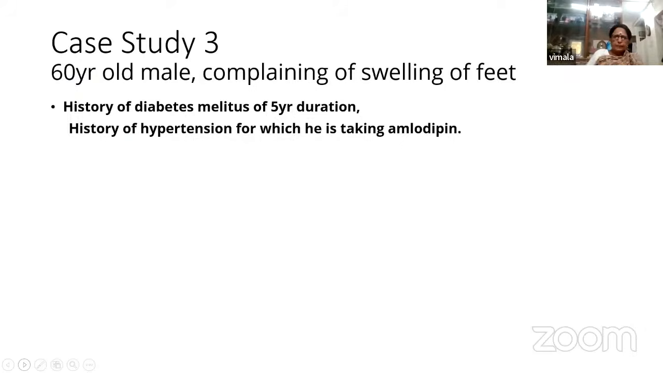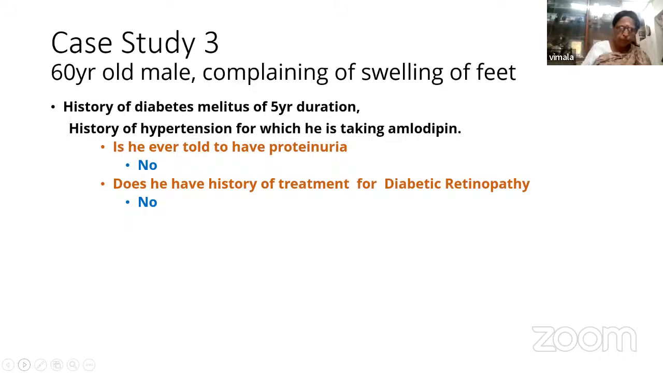Now let us move on to the third scenario. This is a 60-year-old male complaining of swelling of feet. He gives history of diabetes of 5 years duration, history of hypertension for which he is taking amlodipine. Is he ever told to have proteinuria? No. Does he have history of treatment for diabetic retinopathy? No.